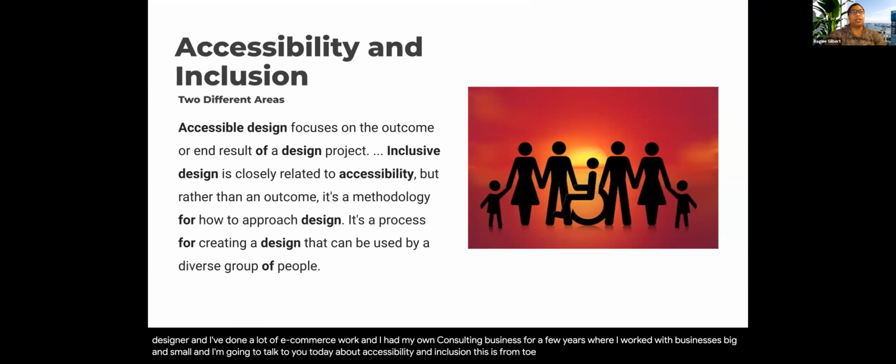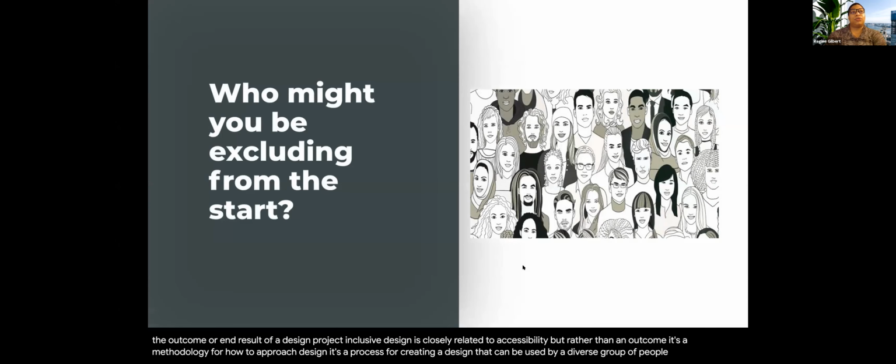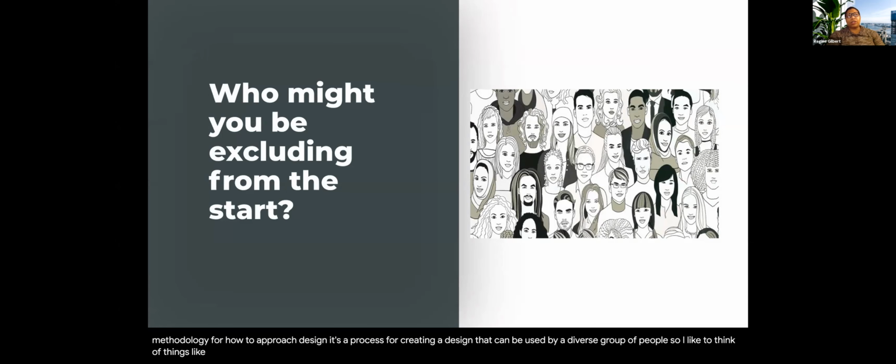This is from Topol. They say that accessibility design focuses on the outcome or end result of a design project. Inclusive design is closely related to accessibility, but rather than an outcome, it's a methodology for how to approach design. It's a process for creating a design that can be used by a diverse group of people. So I like to think of things like, who are you excluding from the start?